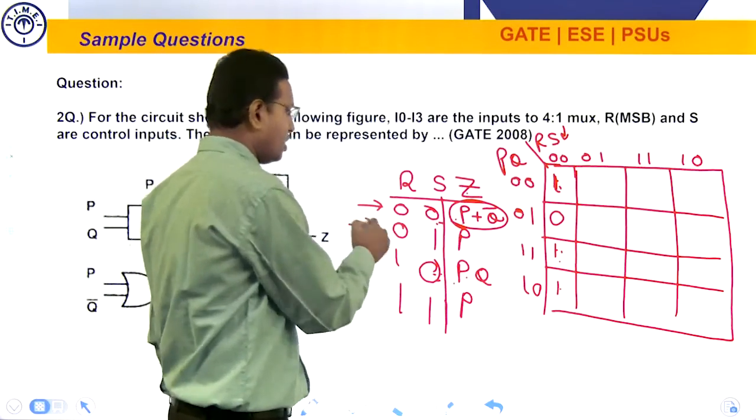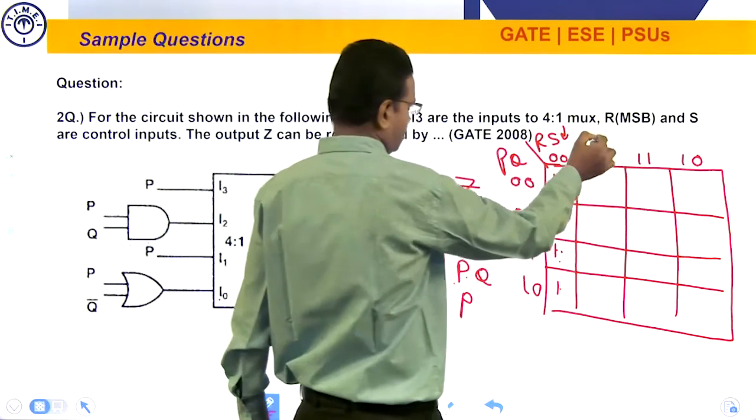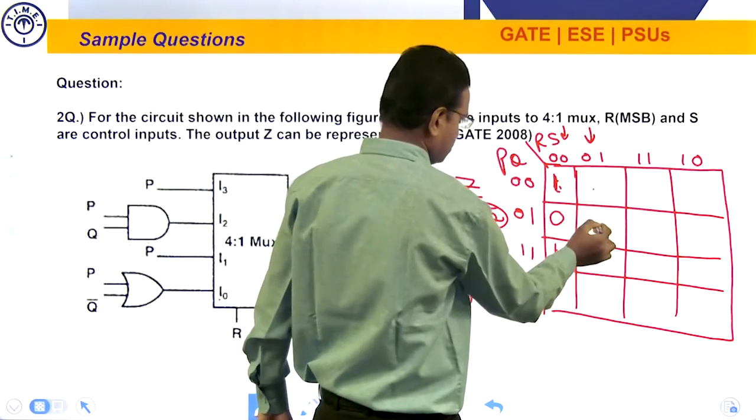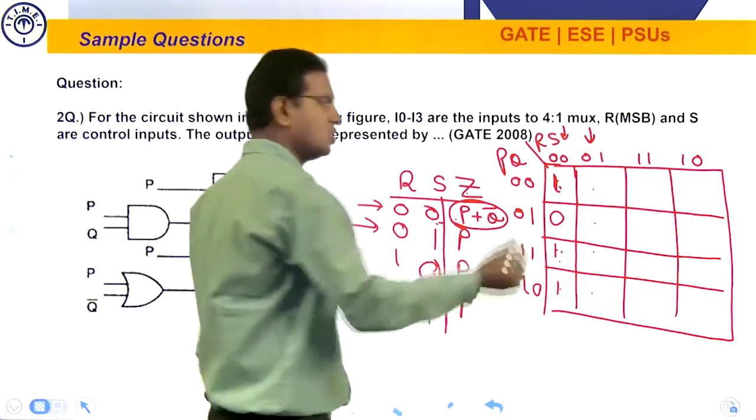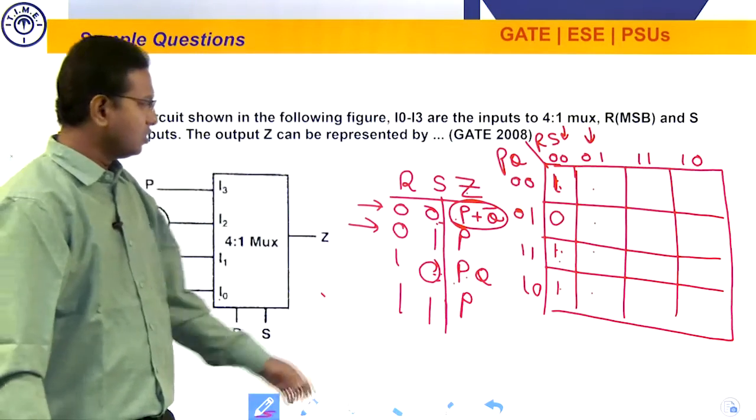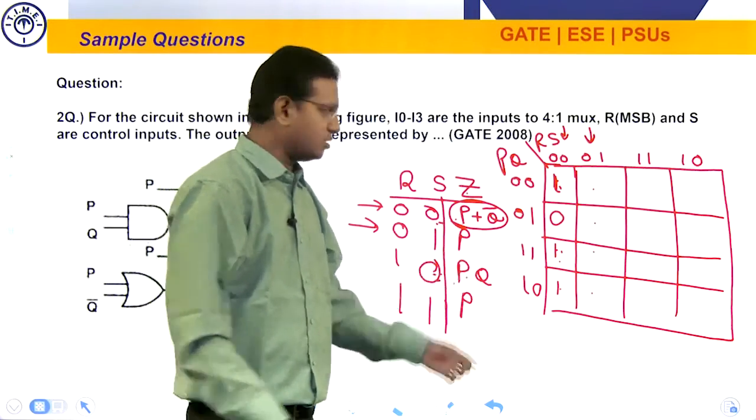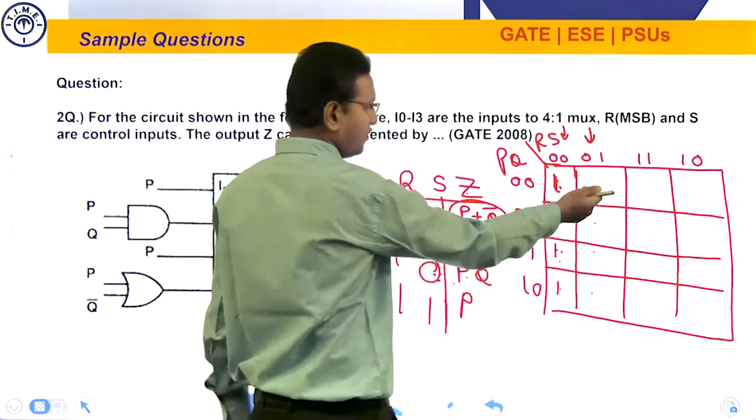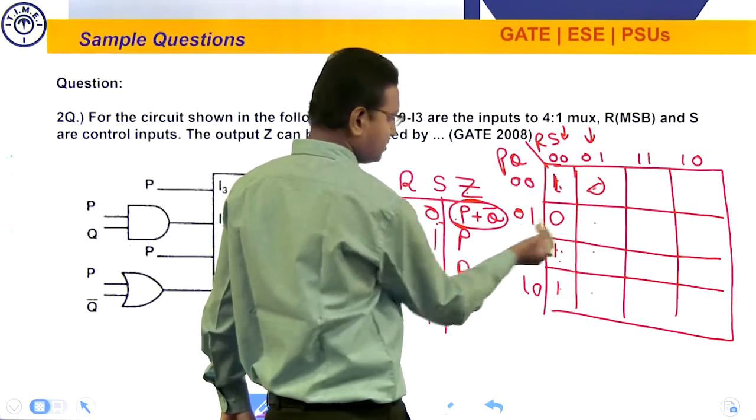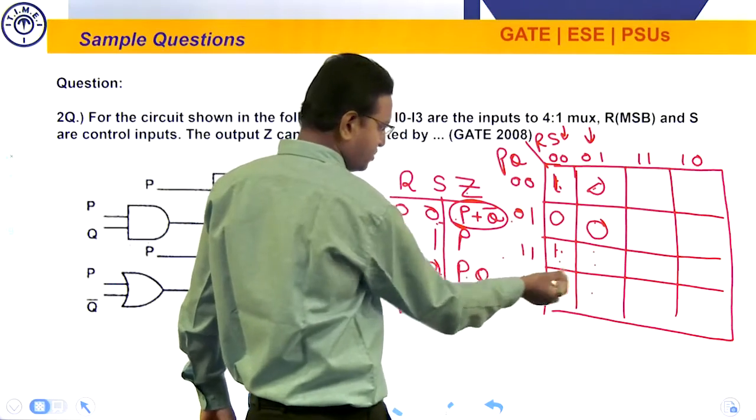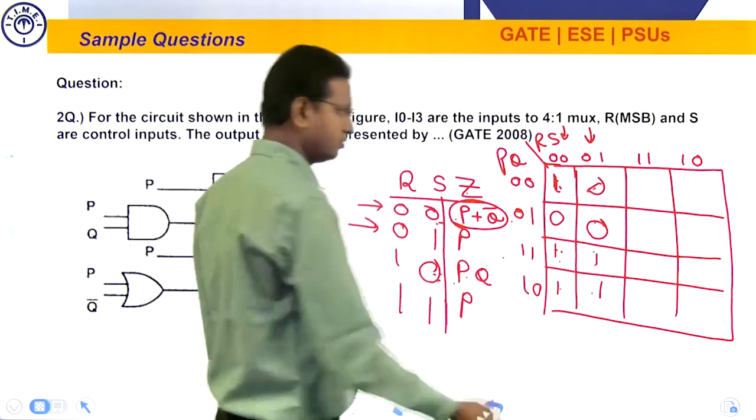Now coming to RS 01, the 01 column is here. These 4 cells will pertain to the 01. The Z value is P, so whatever I drop inside it should be P. For this cell the P is 0, so this will be 0. For this cell the P is 0, it will be 0. For this cell the P is 1, it will be 1, similarly here 1.